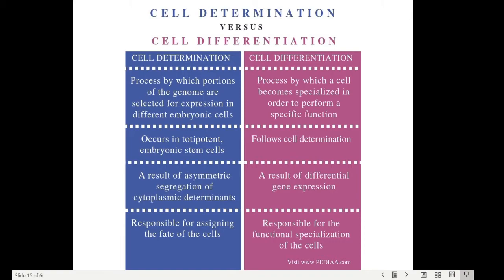After the determination, this cell is determined for this capacity. In the differentiation process, that cell develops this specific activity. This cell will develop into heart tissue. That is determined by the cell determination step. After the determination, that specific cell differentiates into heart tissue. These are the steps in cell development: determination and differentiation.